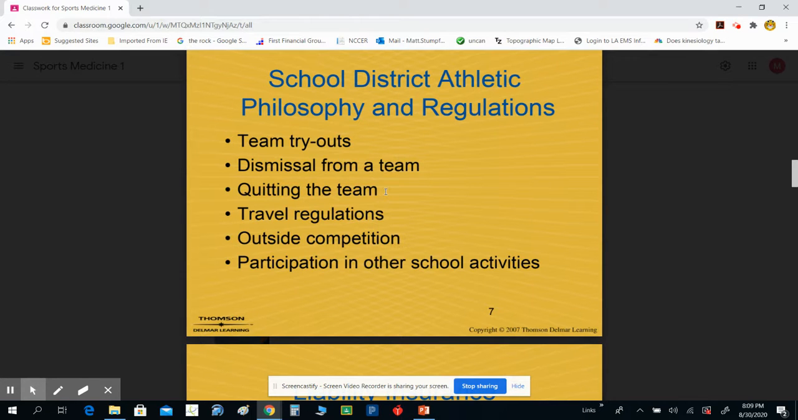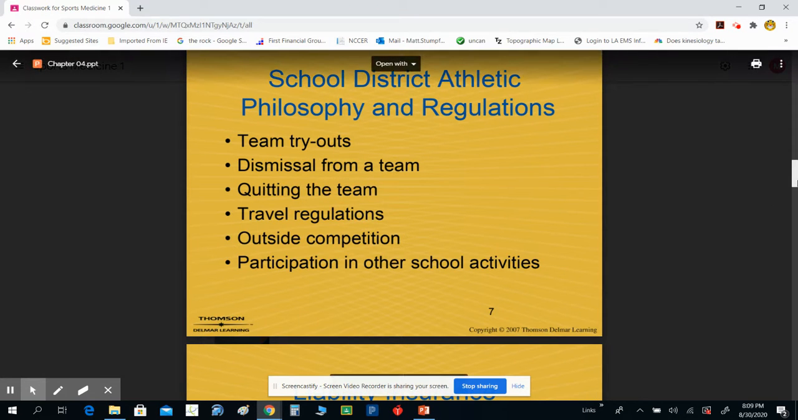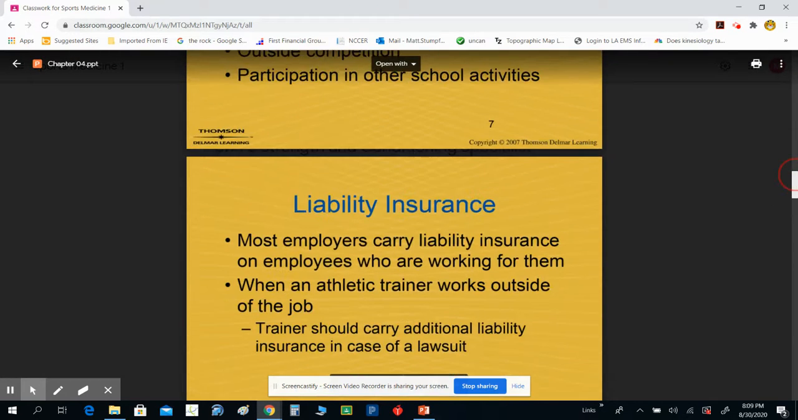Livingston Parish does not have a standard policy set for dismissal from a team, because I've seen people stay on teams here that would have got dismissed from other schools. Travel regulations are kind of regulated by the state or by the school, by our school district, but not really. But these are all different things that you could have policies about with your school district.